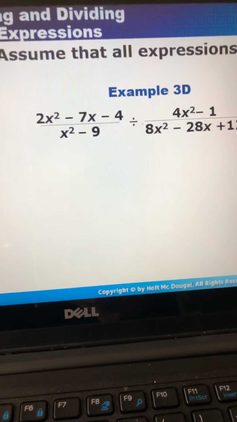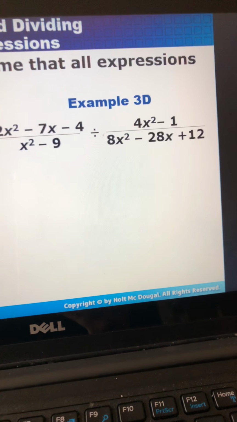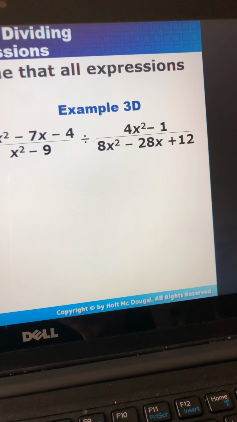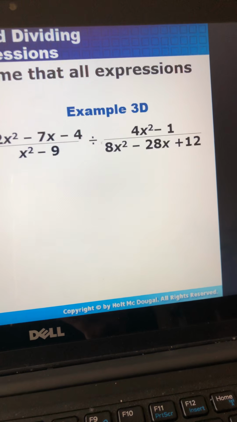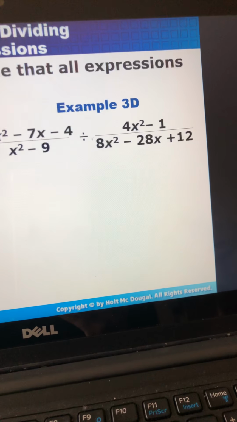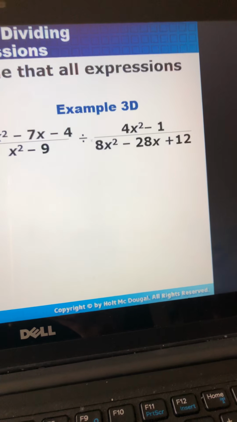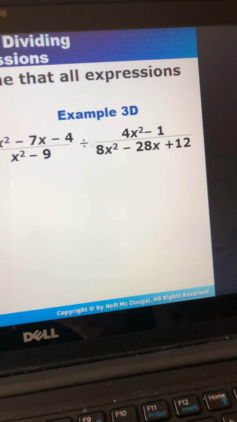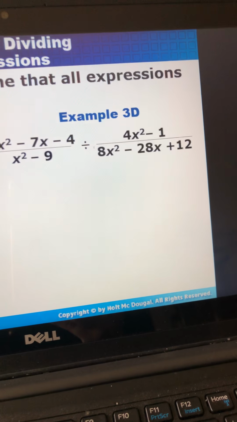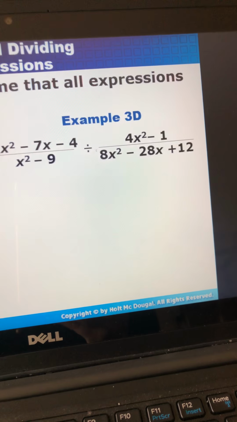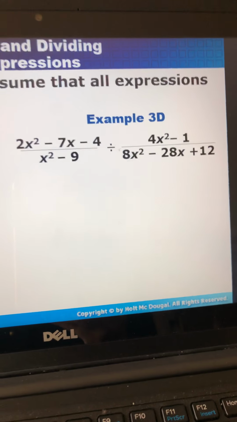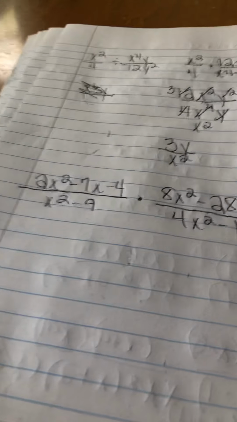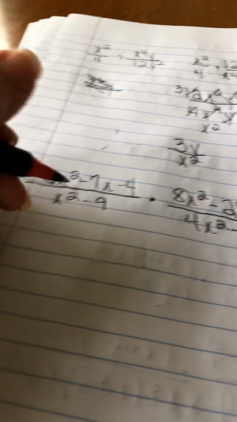So this one we have 2x squared minus 7x minus 4 over x squared minus 9. And I'm going to go ahead and flip it on my paper. We're going to put the 8x squared minus 28x plus 12 in our numerator, and then the 4x squared minus 1 in the denominator. So I went ahead and flipped it here. So I'm going to go ahead and start simplifying.